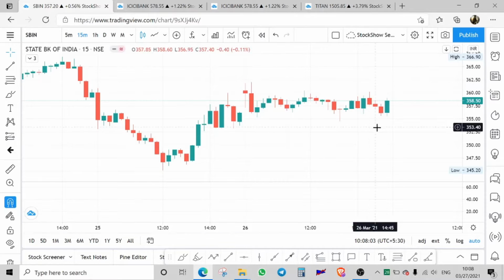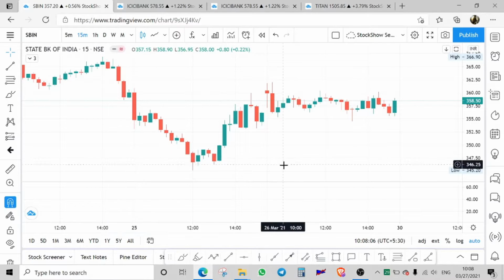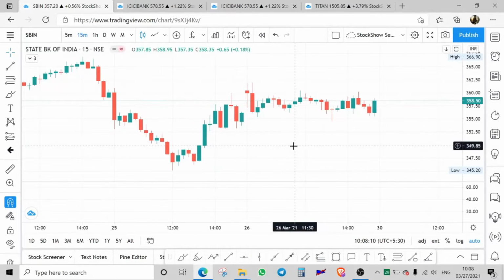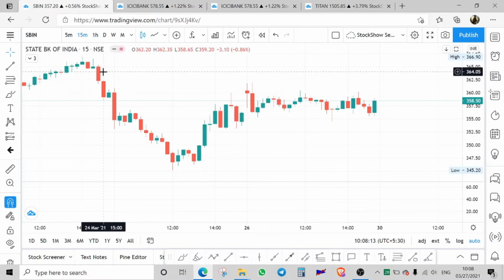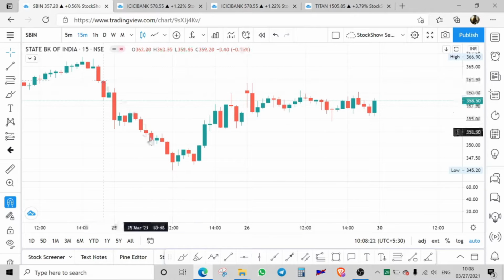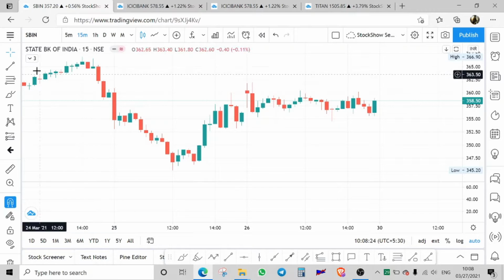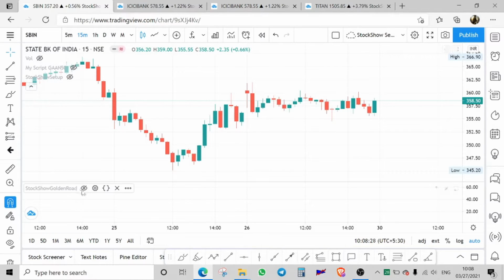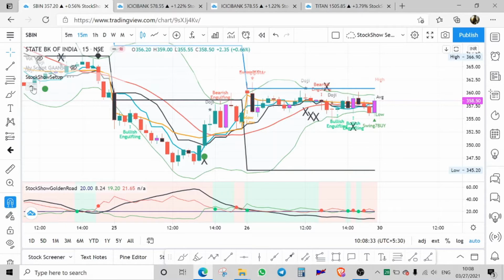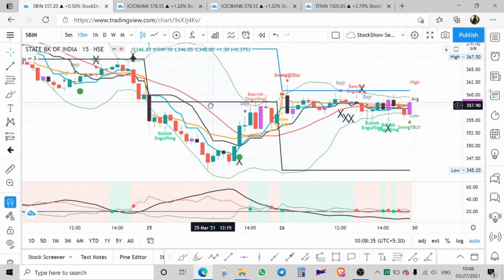This is the State Bank of India chart, and this is a 15-minute chart. Now, how will I trade? How will I know that at this point the trade would be reversed? Everybody knows this by looking at the naked chart, but I will show you with our setup. So as usual, let us switch on our usual setup. This is our Stock Show setup.